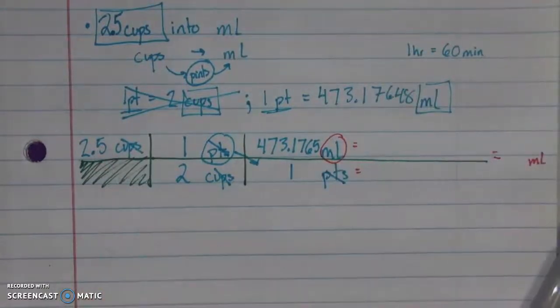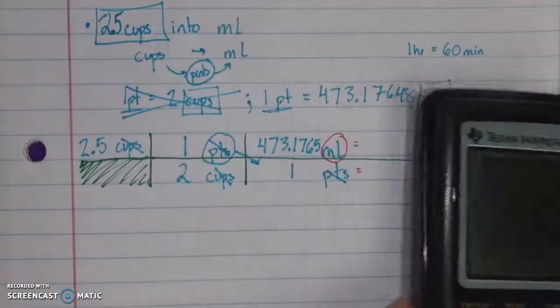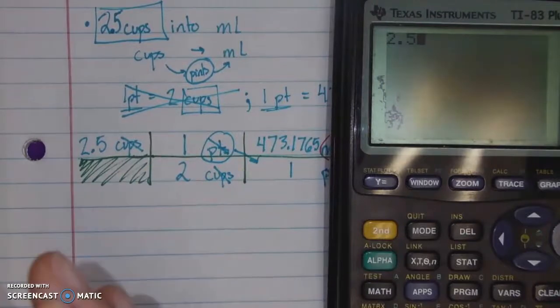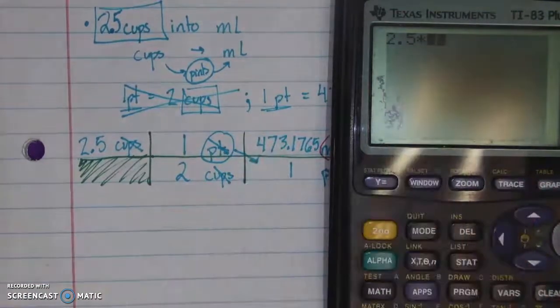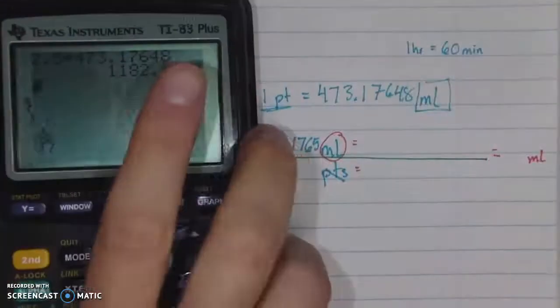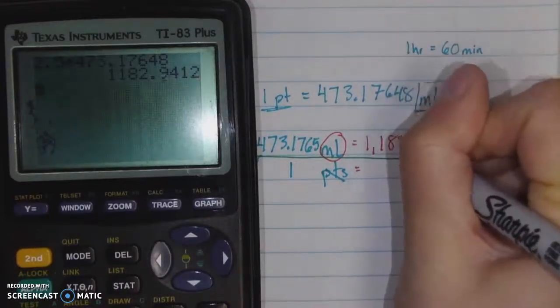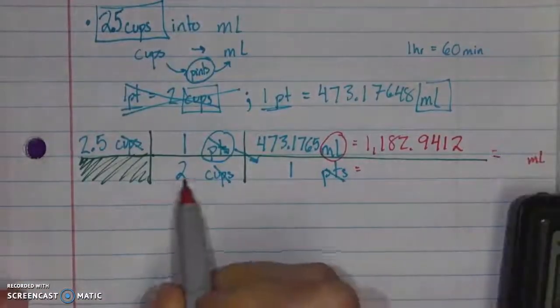Remember, what you're going to start with is multiplying across the top. So I'm going to take all the numbers in the top and multiply them together. That means I'm going to take 2.5. I could multiply it by 1, right, because the 1 is there, but that doesn't actually do anything. So to save myself some time, I'm just going to skip that multiplication by 1. And then I'm going to multiply it by that 473.176, and I get that for my answer, which is 1,182.9412.